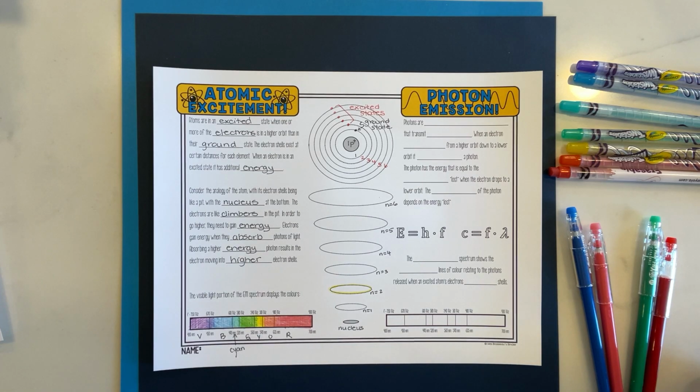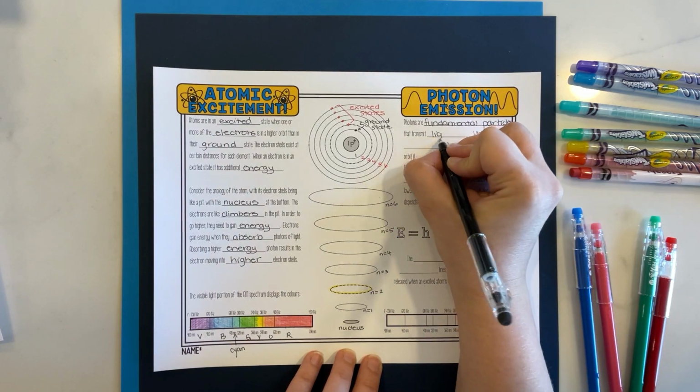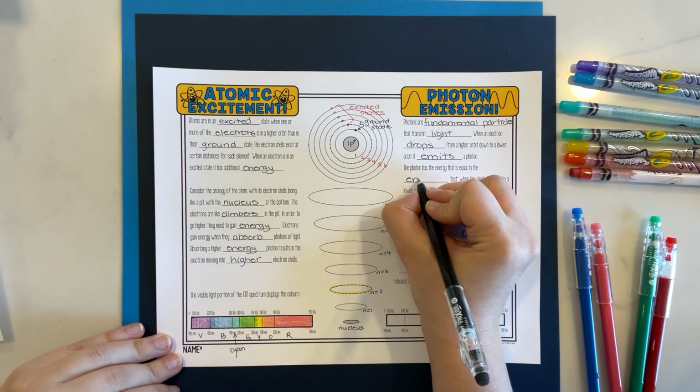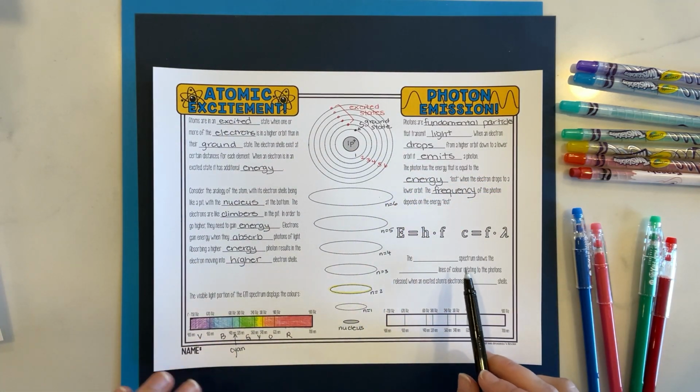Then we'll start talking about the photon emission. Photons are fundamental particles that transmit light. When an electron drops from a higher orbit down to a lower orbit, it emits a photon. The photon has the energy that is equal to the energy quote-unquote lost when the electron drops to a lower orbit.